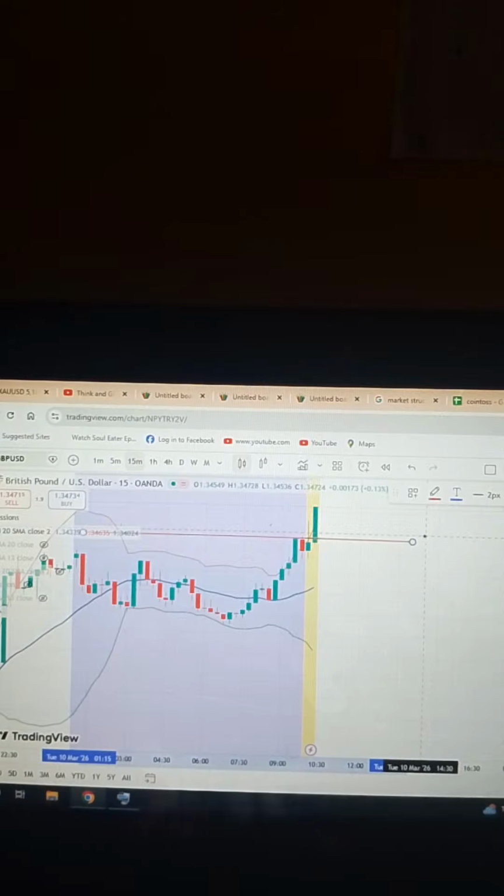But a long time ago, guys, I could trade this breakout buy. But right now, I am matured and I know how the smart money works.